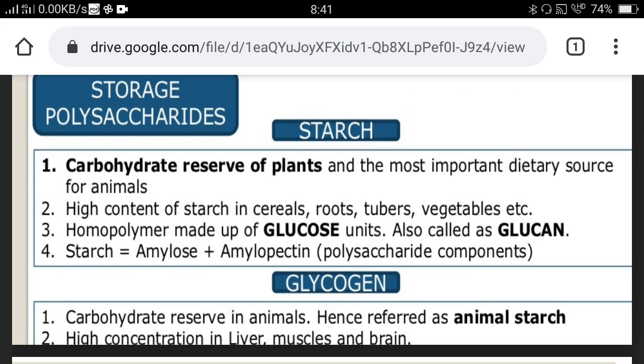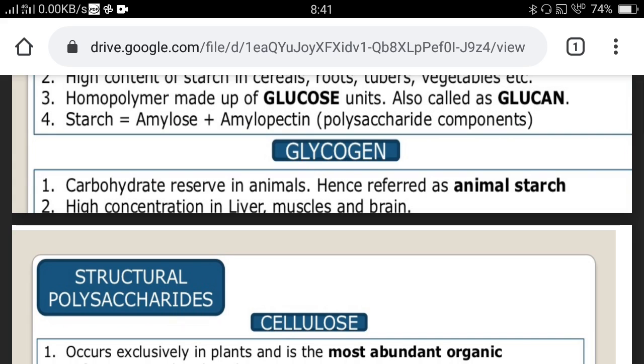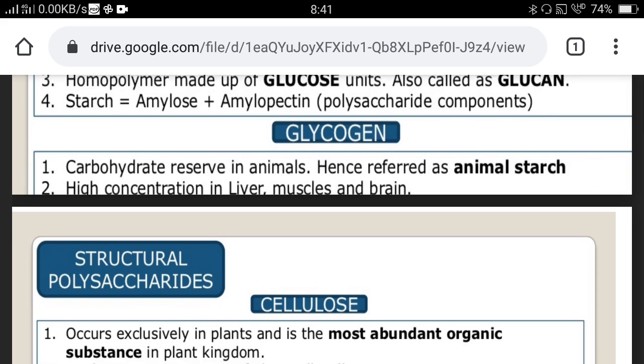maize, etc. Glycogen is the carbohydrate reserve in animals, hence referred to as animal starch. It is in high concentration in liver, muscles and brain. In our body also, glycogen is present as a reserve food in liver, muscles and brain.